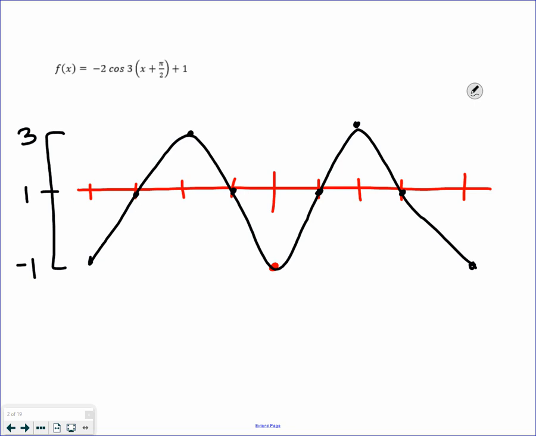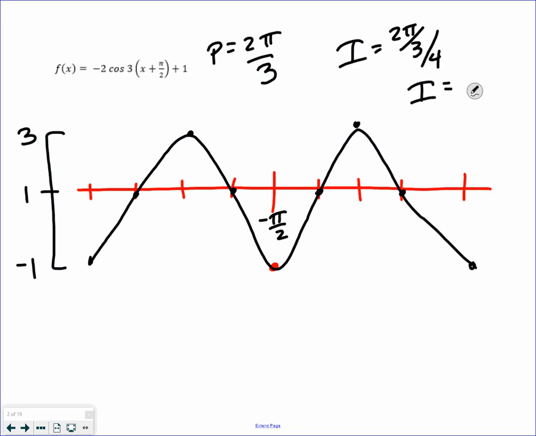Next, we want to talk about where the phase shift occurs. So negative pi over 2. And now the period length. Period is always 2 pi divided by b. So 2 pi divided by 3. And then you take that divided by 4. So the interval in this case is pi over 6.